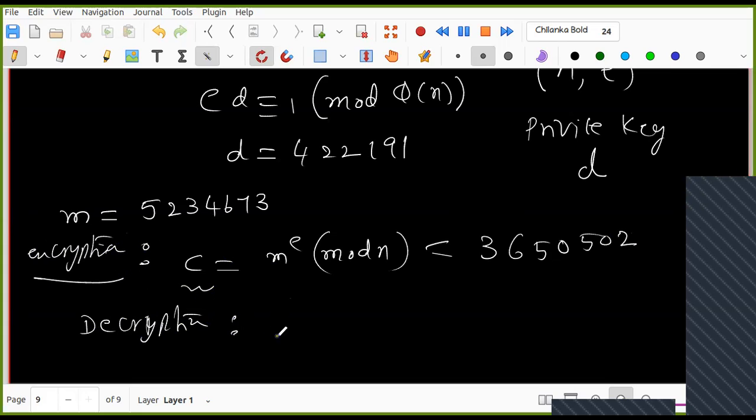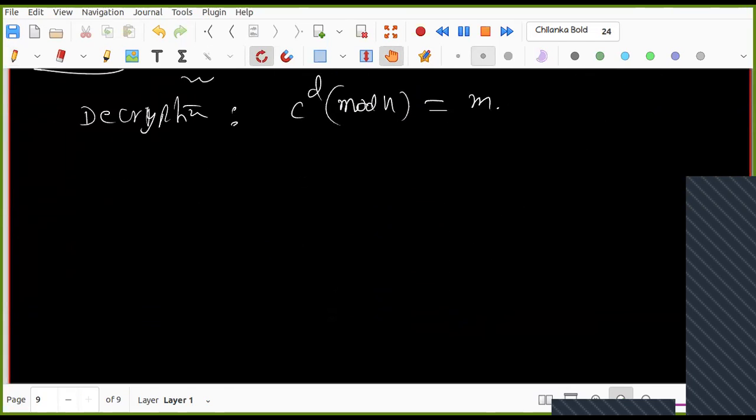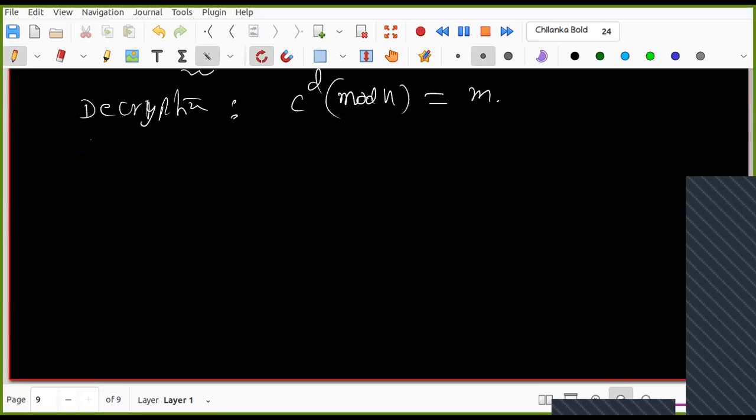So in the decryption, we compute C to the power D modulo N, which is equal to the original message M again. So it is easy to check these things, not complicated. So that is one example we have.